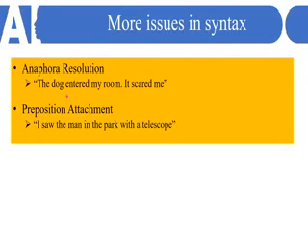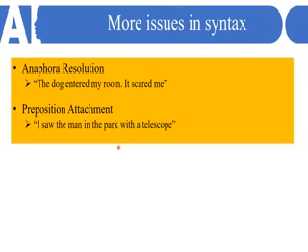Then the second kind of syntactic issue is the preposition attachment. Now in this preposition attachment we can have different meanings for a particular sentence. So if I consider, I saw the man in the park with a telescope, this is the statement given. Then there can be many ways in which we can interpret this particular sentence. Suppose there can be three ways in which this can be interpreted.